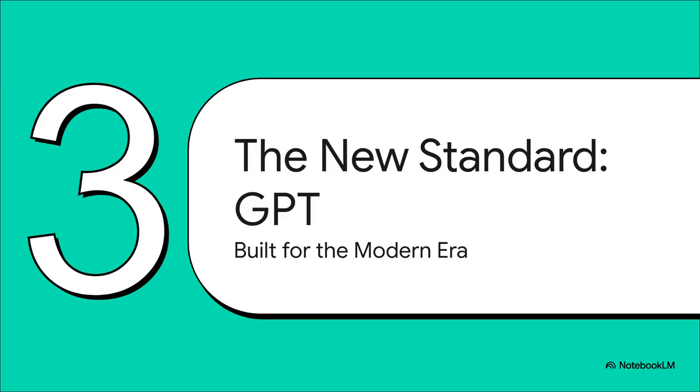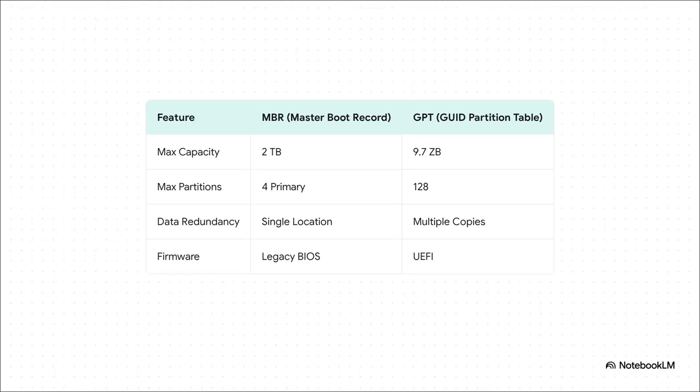And this is where our hero, the new standard, GPT, comes into the picture. It was built from the ground up to fix everything that was wrong with MBR and to handle the kind of tech we're using now and will be using in the future. I mean, just look at this table. It's not even a fair fight. MBR maxes out at 2 terabytes. GPT, it can handle 9.7 zettabytes. To put that in perspective, that's almost 10 billion terabytes. It's a number so ridiculously huge, we probably won't hit that limit in our lifetimes.